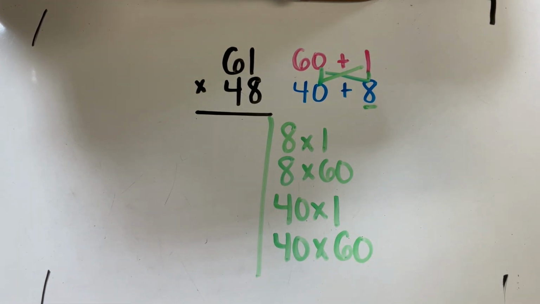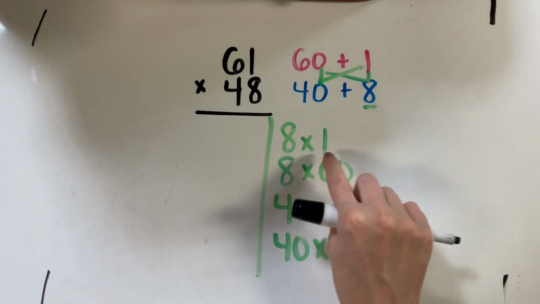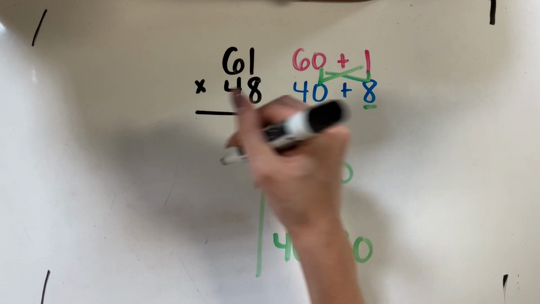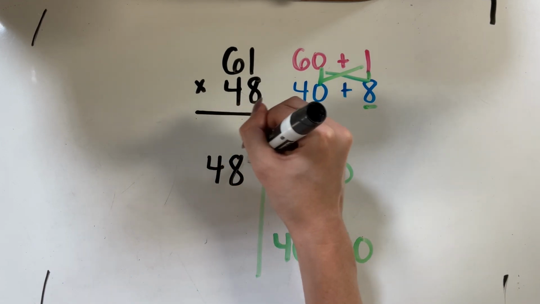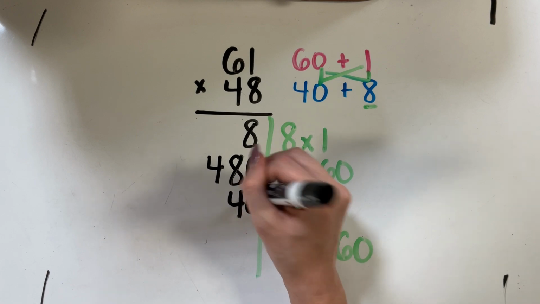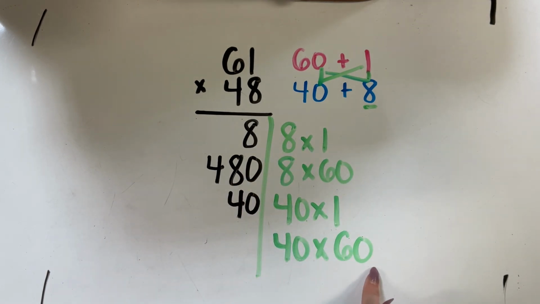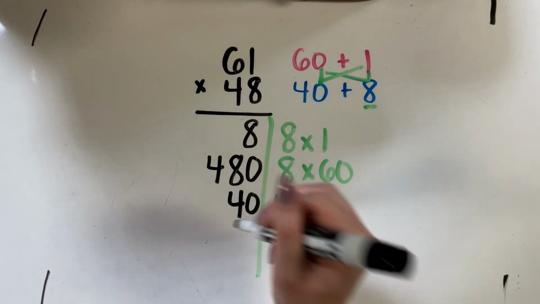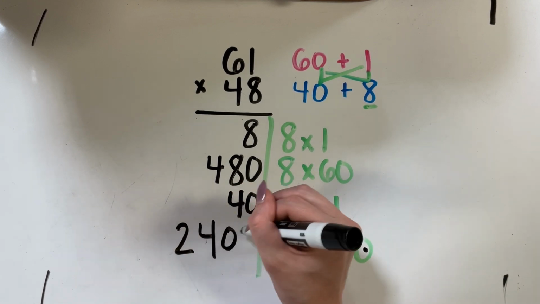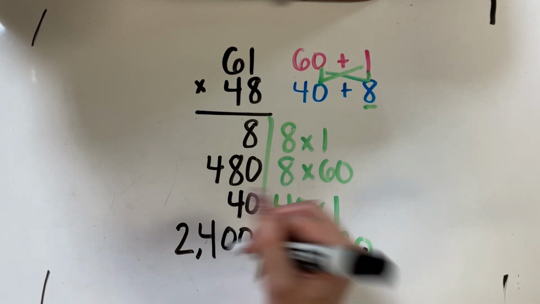All right, now that I have the list of all of the partial products that I'm going to find, I'm going to start actually doing that multiplication now. 8 times 1 is 8. 8 times 60 is 480. 40 times 1 is 40. 40 times 60, I know 4 times 6 is 24. And I've got 2 zeros to tack on, giving me 2,400.